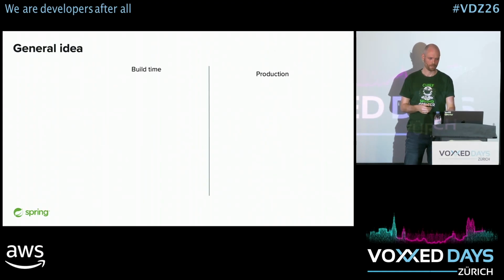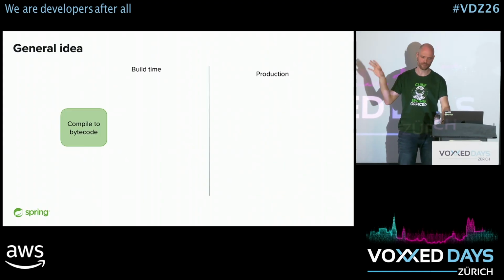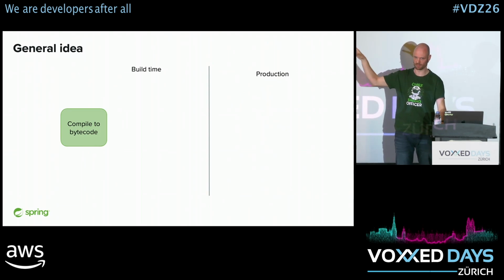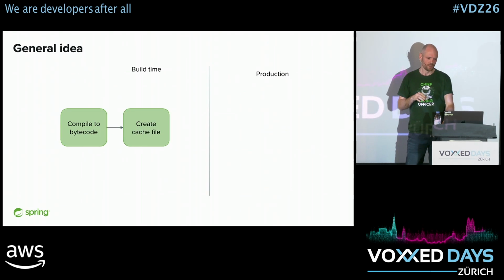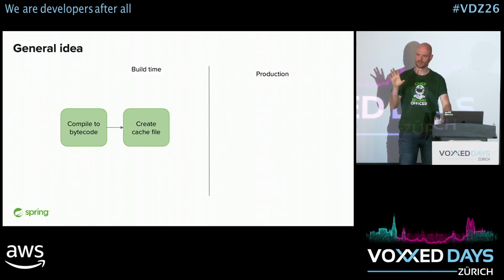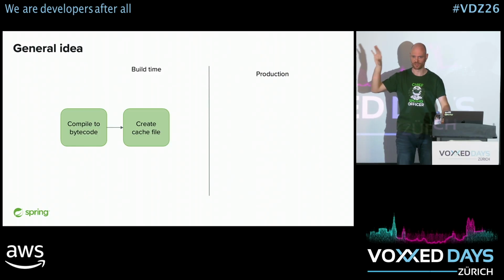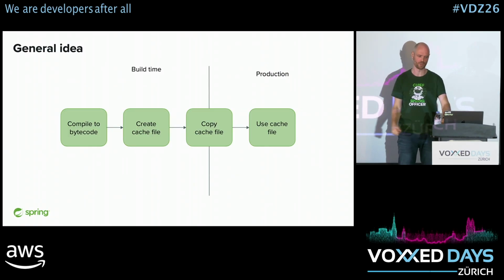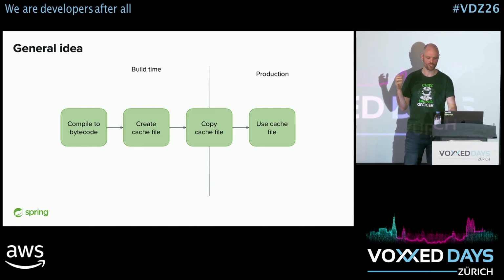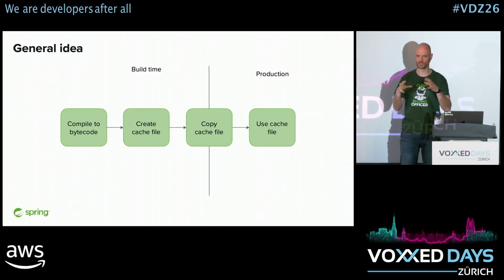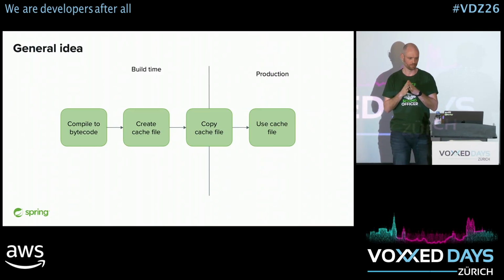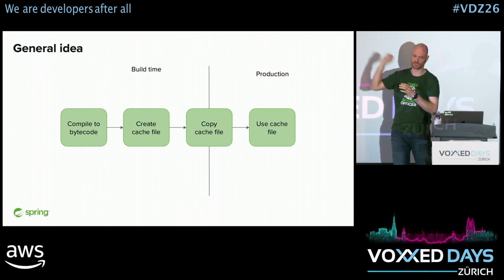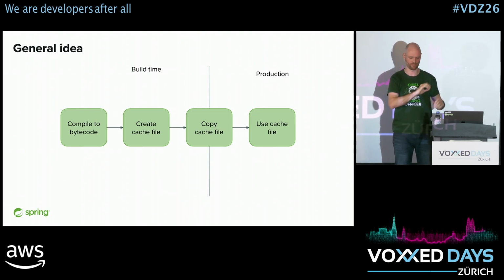What does that mean? The general idea is you compile your stuff to bytecode with a javac compiler and using Maven or Gradle or whatever build tool you use. Then you create the cache file while you're still in build time on your machine, on your CI server, whatever. Then you copy this cache file into production, and then you use this cache file. And this cache file then makes your stuff start faster and reach peak performance sooner. That's the general idea. That's what they mean by shifting computations earlier. So why would you only compile bytecode to native code in production when you can do this while doing build time, for example?